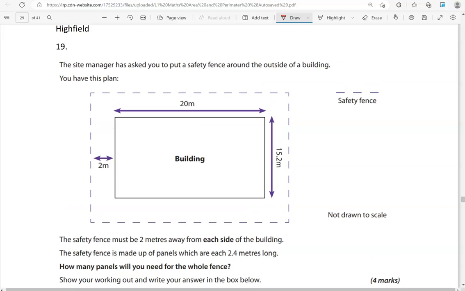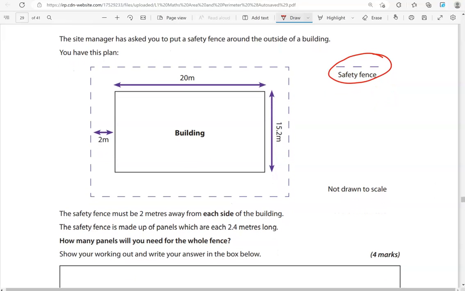We have the key here which shows us that the safety fence looks like a dashed line. So we're practically working out the total length of the dashed line. Let's start here. What is this length? We don't know at the moment, but we can work it out. We're given that this length here is 20 meters.